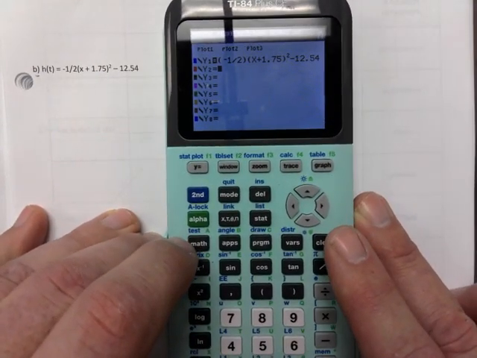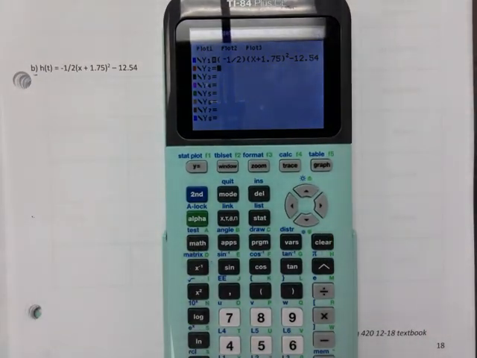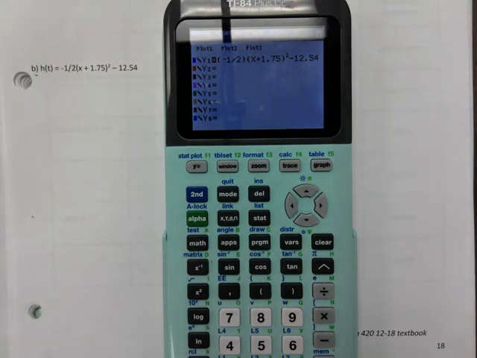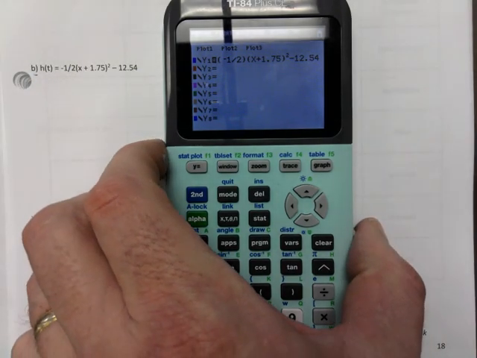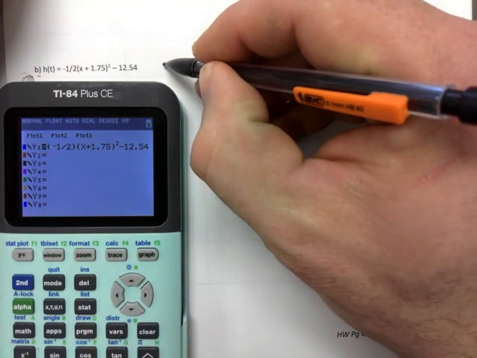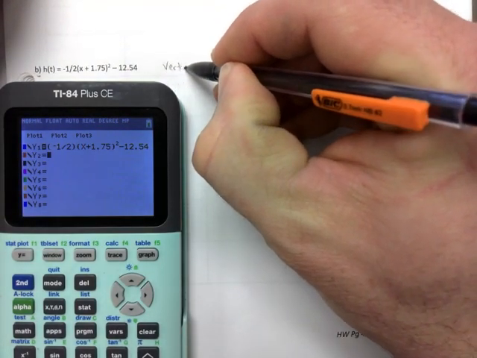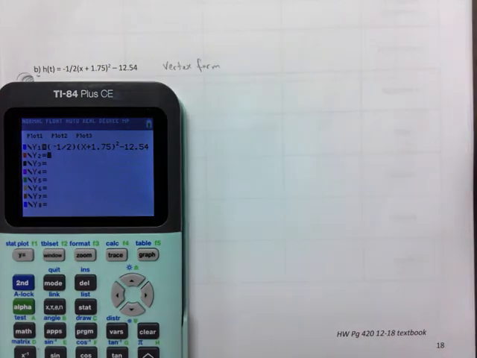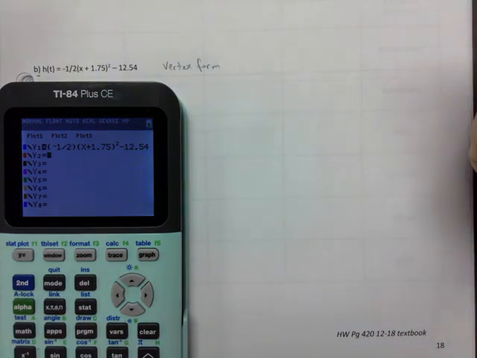So this is how I entered it, right? Put the half, the coefficient A, right, up front. And right off the bat, you should recognize that this is in vertex form. This is kind of what you should be thinking when you try to graph something.